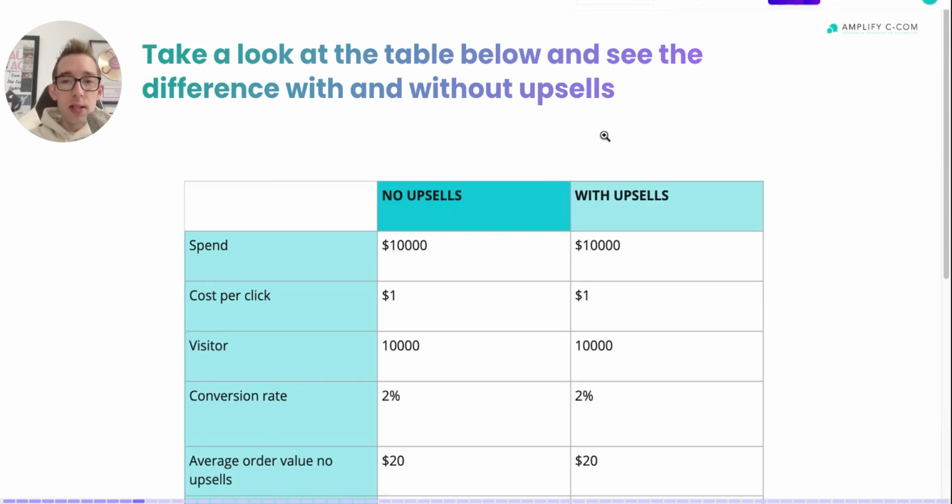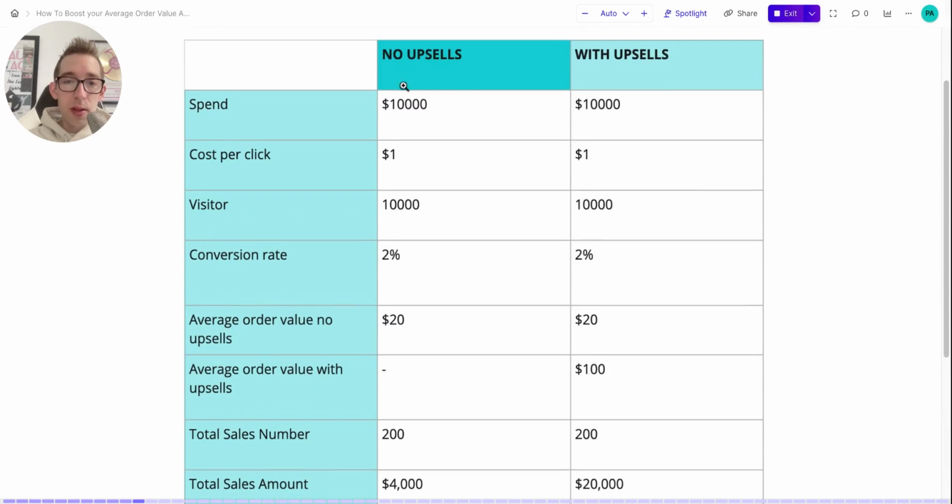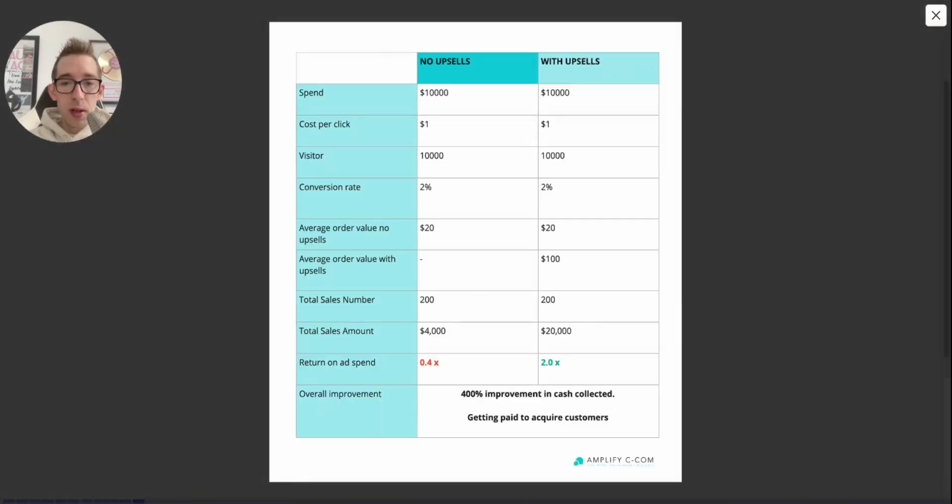And take a look at this table, right? So this is, you spend $10,000. No, let's imagine you've got no upsells. And we're just putting $1 cost per click just because it's easier that way to look at the numbers. Your numbers might be different. Spending 10K up front, then you'd have 10,000 visitors. Let's say you've got a 2% conversion rate on your offer. And then your average order value, maybe you're selling it for $20. Now, you've got no upsells in there. You've got 200 sales. You made $4,000. You've actually made a loss on there. You put 10,000 in, you got 4,000 back. It's a bit crap.